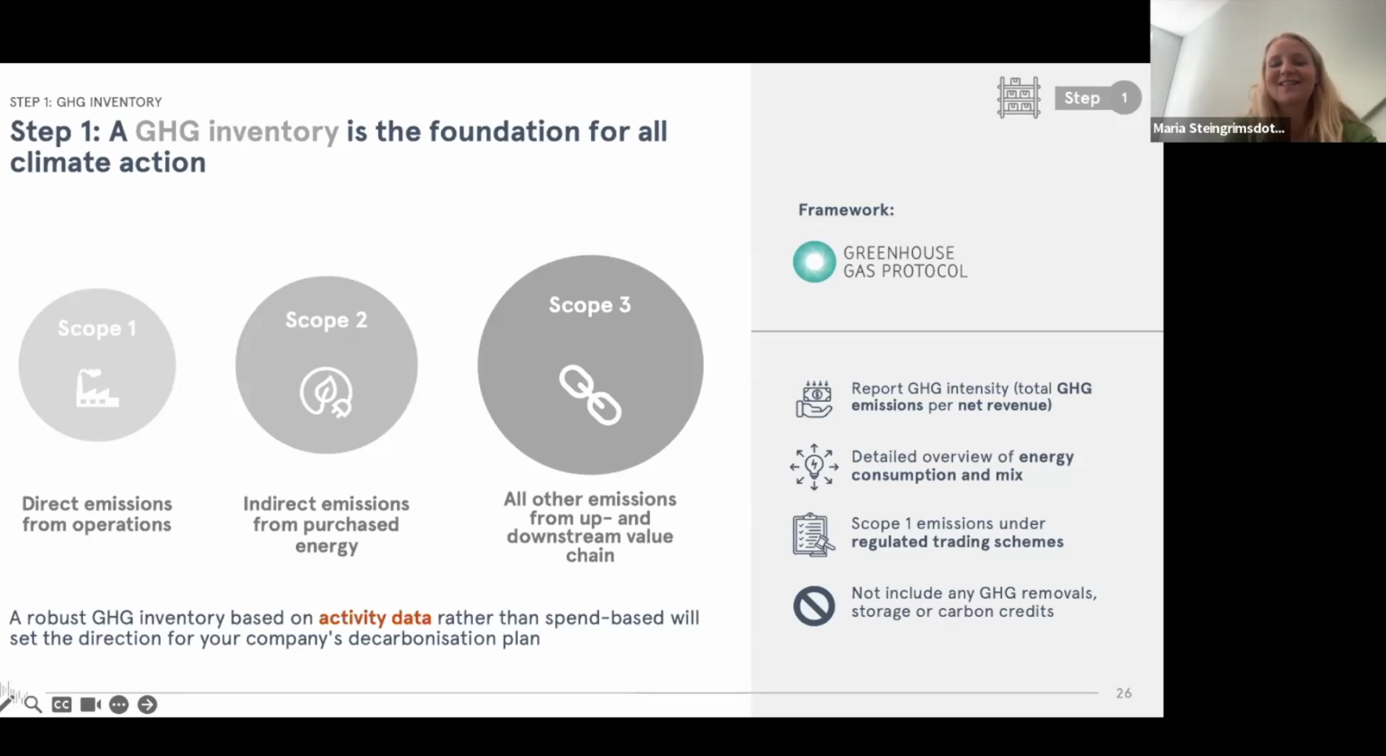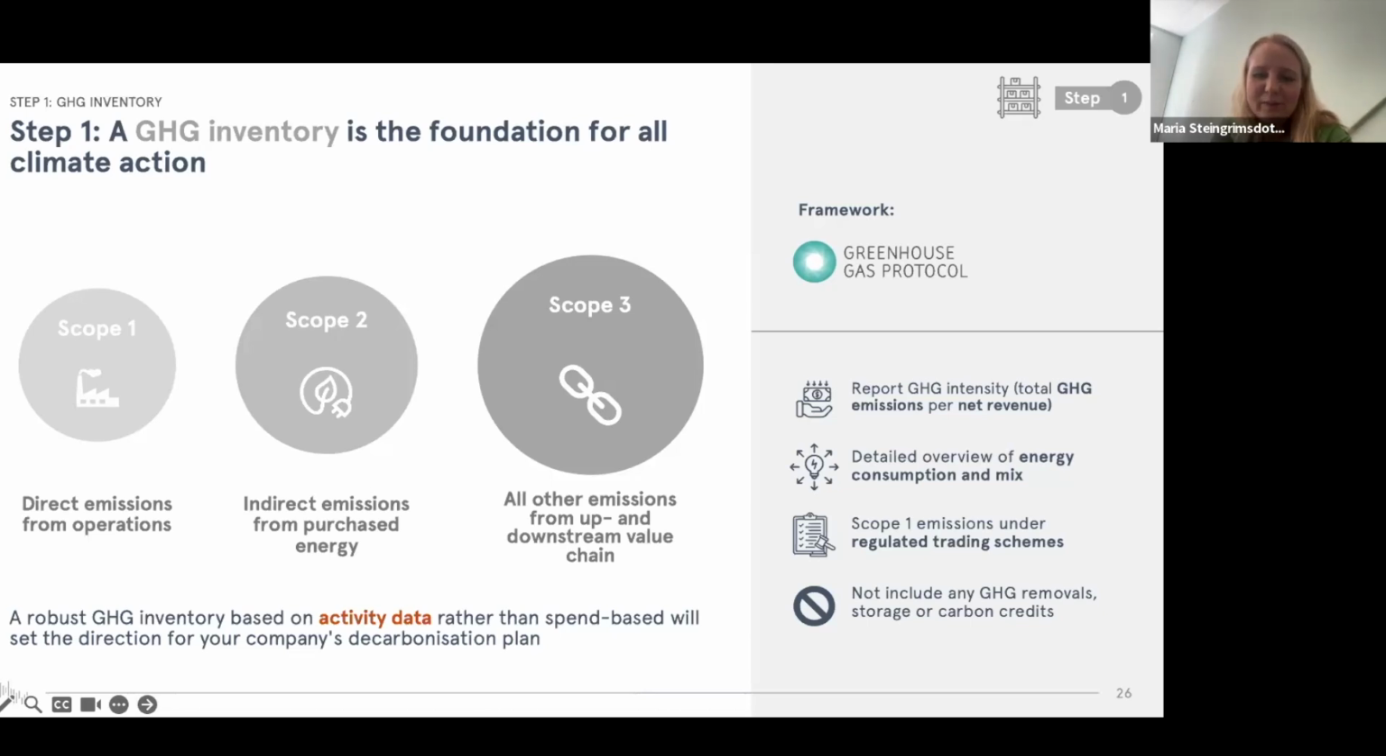Creating a full greenhouse gas inventory can be a really resource-heavy task for companies, as you need to collect a lot of data on all of the business activities that lead to emissions. And in our experience, most companies in scope for CSRD have completed at least their Scope 1 and 2 inventories, but there are many companies still figuring out how to do a comprehensive Scope 3 inventory. And that is especially if you want to be able to catch activity data rather than spend-based data, and thereby set the direction for your company's decarbonization plan.